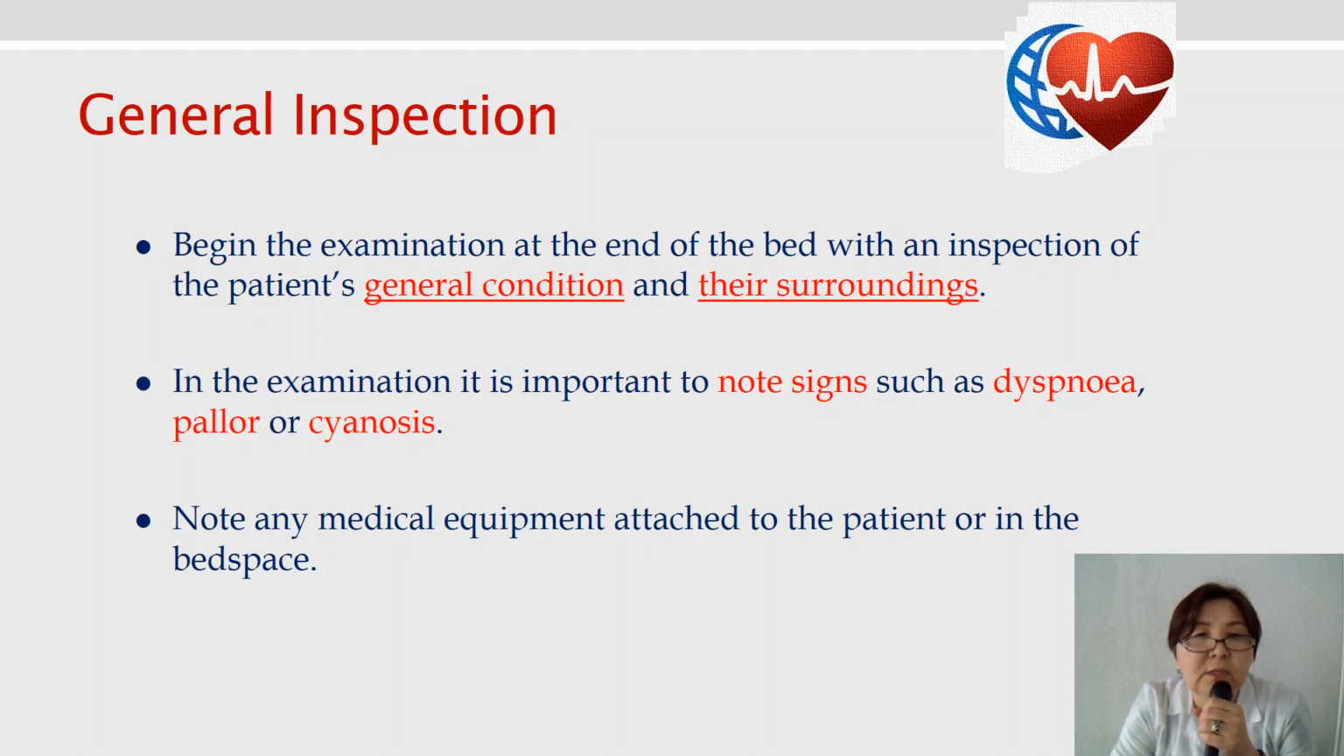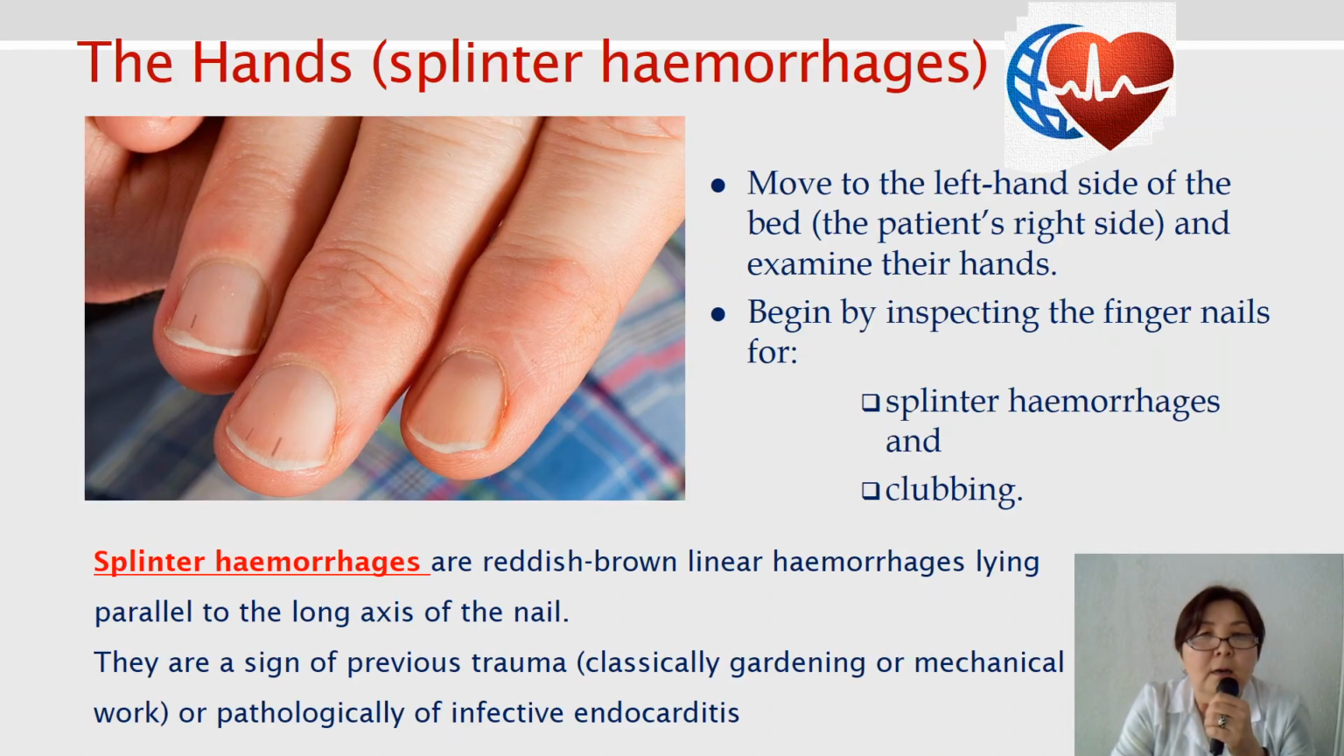We should begin the examination at the end of the bed with an inspection of the patient's general condition and their surroundings. In the examination, it's important to note signs such as dyspnoea, pallor, or cyanosis. Note any medical equipment attached to the patient or in the bedside. You should begin the examination from the hands. First of all, move to the left-hand side of the bed, the patient's right side, and examine their hands.